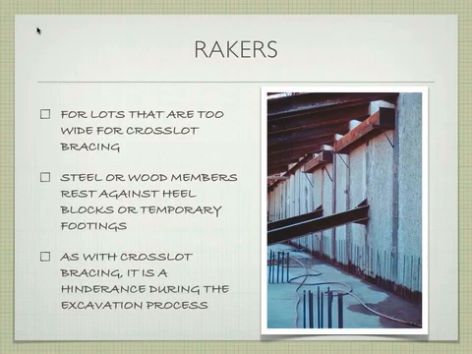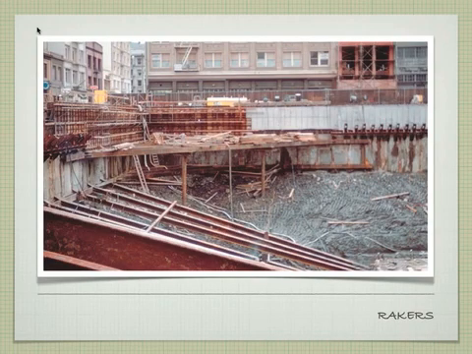Just like with the cross-slot bracing, if you have all these members coming down into the middle of your site where you're doing your excavation, they're going to be a big hassle. Furthermore, the more earth you dig out, the more you're going to have to change where these braces go in the first place, because they're resting on something. So it's kind of problematic. Okay, so here's an example here. We talked about cross-slot bracing occurring in the corners, and here are our rakers coming down and supporting this particular stretch of wall.